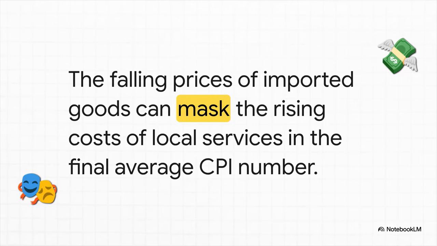When the CPI averages all of this stuff together, those falling prices on a new TV or a pair of jeans can literally hide or mask the very real price hikes on your rent or your electricity bill. So one category is dropping, the other is climbing, and the average number might barely budge. But let me ask you, which one of those changes do you really feel in your bank account each month?